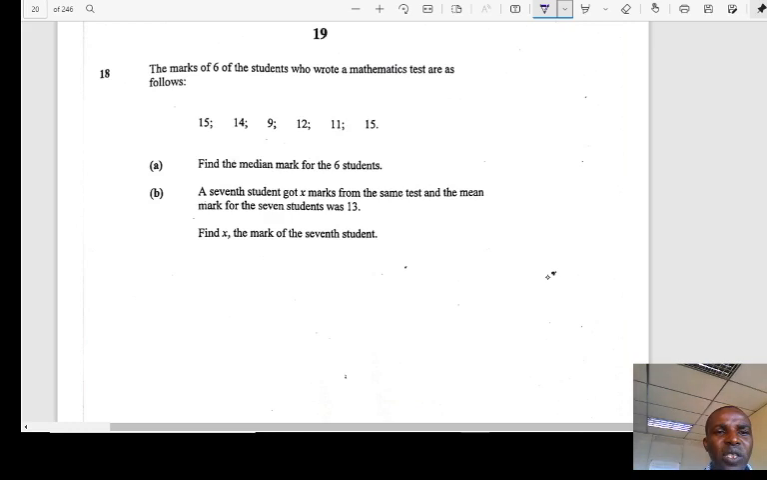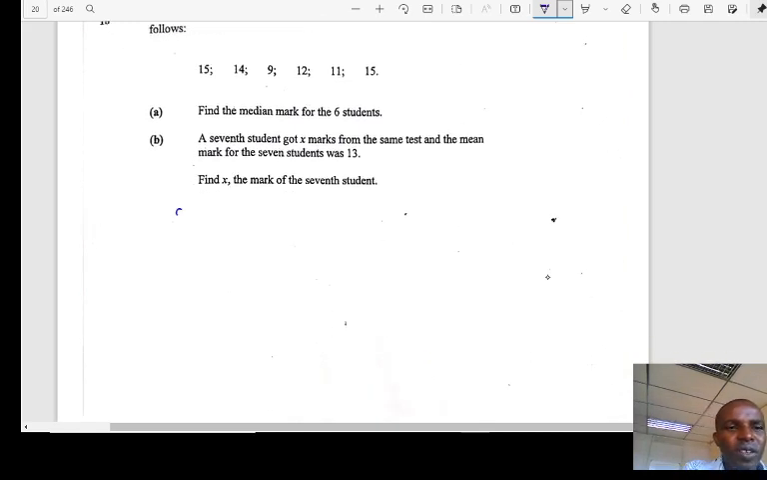Next, question number 18. The marks of 6 of the students who wrote a mathematics test are as follows. Right. Then find the median mark for the 6 students. That's part A. So first thing, you have to arrange them in ascending order, starting with the smallest. The smallest is 9, then 11, then 12, 14, then 15 and 15. 1, 2, 3, 4, 5, 6. So there are 6 in total.